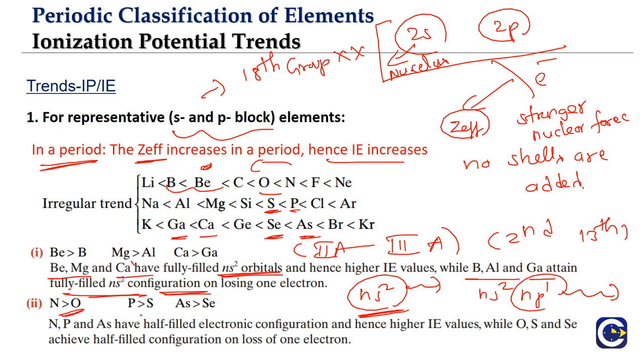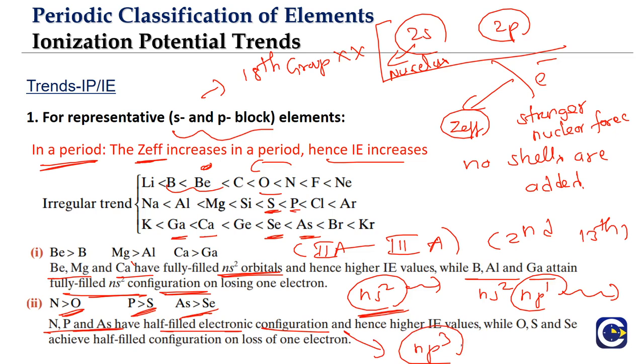What about the other anomaly? Nitrogen is more than oxygen, phosphorus is more than sulfur. I mean, all our 15th group: nitrogen, phosphorus, arsenic, antimony, bismuth. And oxygen, sulfur, selenium, tellurium, polonium, they are all the 16th group. 15th group values are more than 16th group. Again, this is a very important aspect that we will see in plus two when we go to the p block also. We will discuss it. Nitrogen, phosphorus, arsenic have a half-filled electronic configuration, np3, a half-filled p structure.